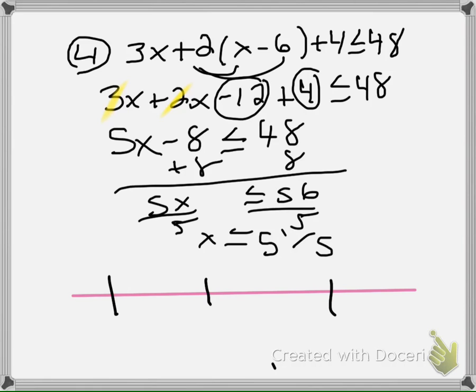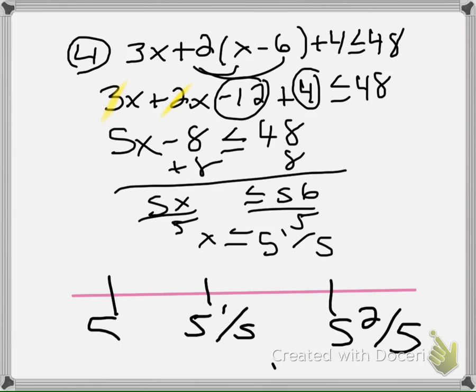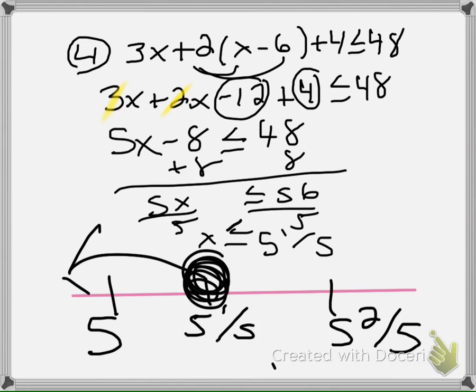1, 2, 3. So I'm going to go 5 and a fifth here. I'll go 5 and 2/5 here. And I'll go 5 here. Okay? So now it says x is less than or equal to, so less than or equal to. All done.